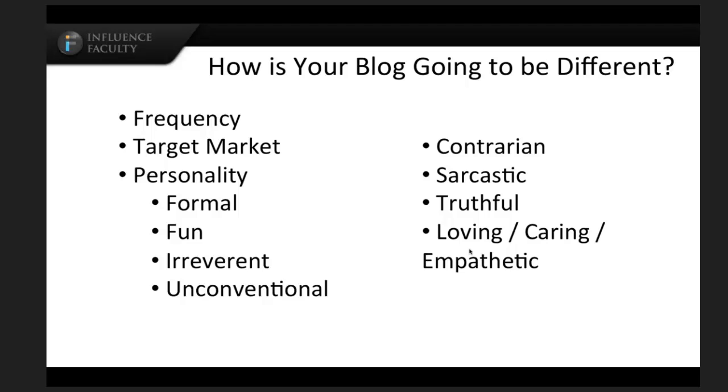So you might choose to be the contrarian, always disagreeing with everything or finding the other point of view. You might have a very sarcastic point of view coming through what you do. It might be just really truthful, or you might have a blog where you really come through with a very loving, caring, and empathetic approach to the posts that you do, and that might attract a certain group of people that you really bond with. So really feel free to choose what personality characteristics you want to display through the blog.